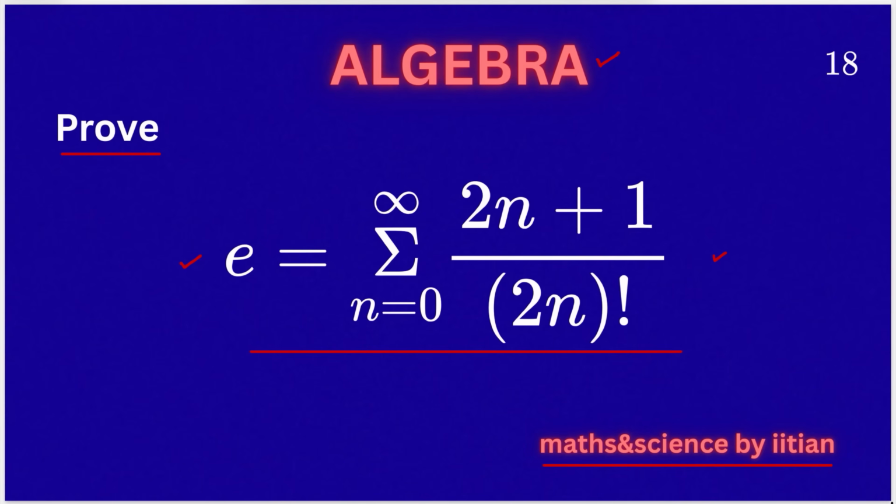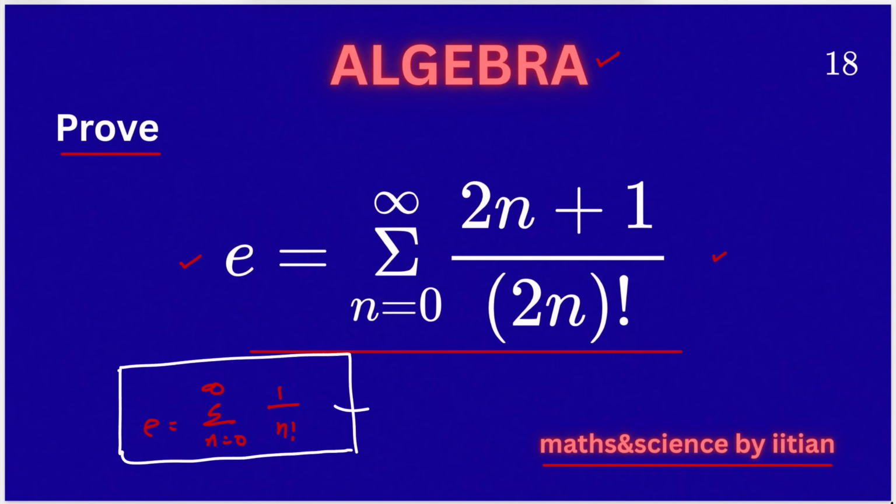It's not the general equation where we know E is equal to sigma n is equal to 0 to infinity, it's not the general equation like 1 by factorial n. We have to prove that this is equal to this. That is, E is equal to sigma n is equal to 0 to infinity 1 by factorial n is the general definition of E, which is known to us. We have to ensure that E is equal to sigma.